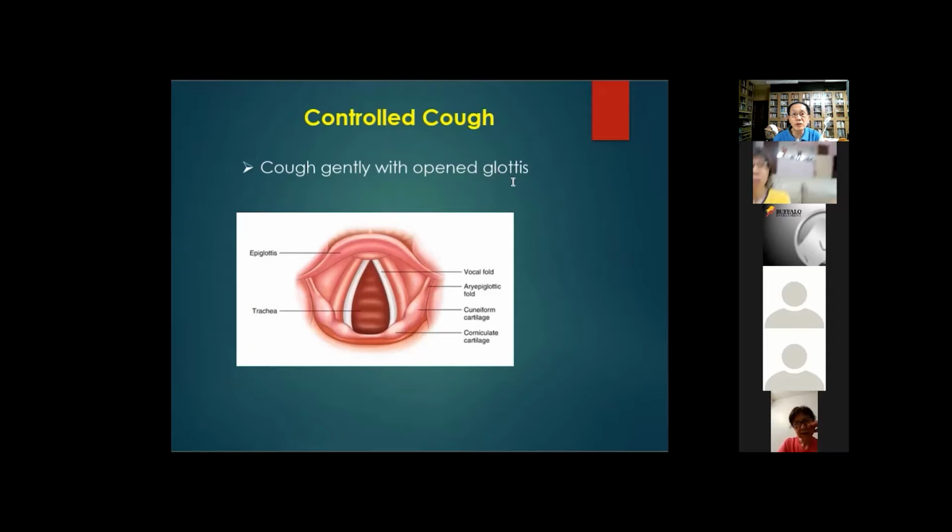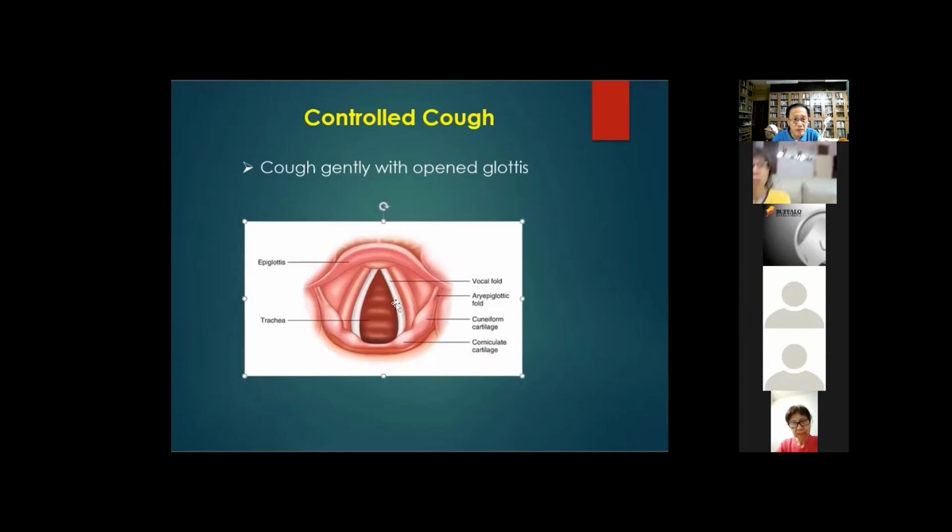You know what I mean? So you don't get the sound of a hacking cough. You try not to have a hacking cough. You have a gentle cough with that kind of sound. Open your glottis. Can you try and practice and see how it goes? So that's how it goes. This is a glottis. Open glottis.